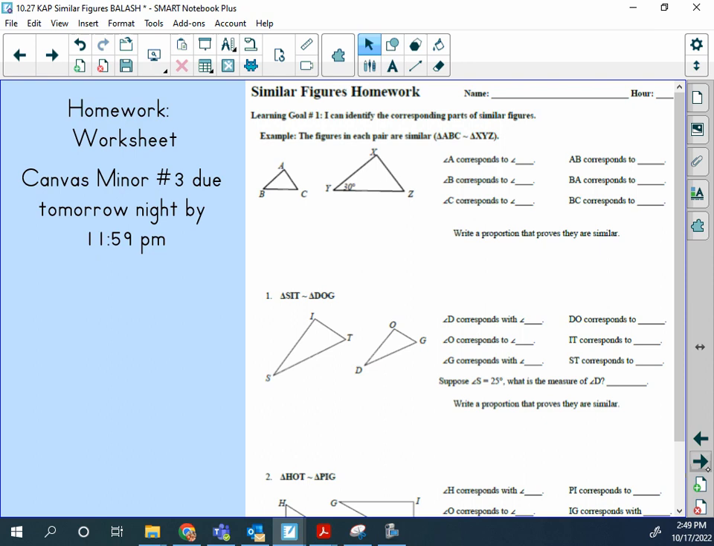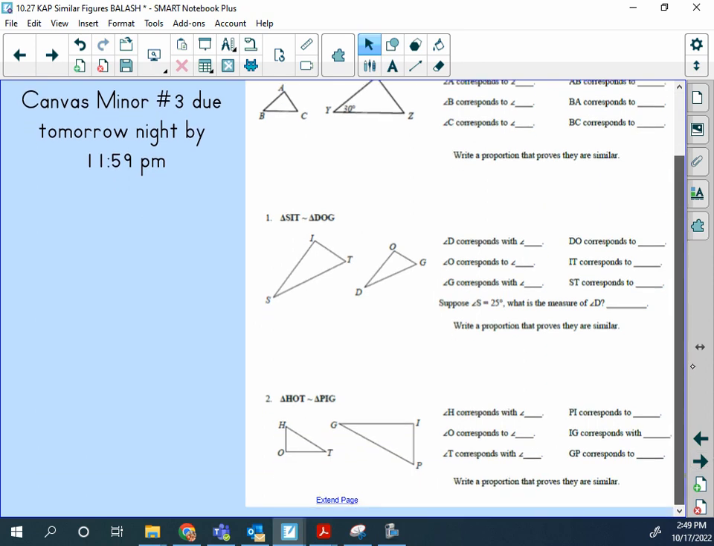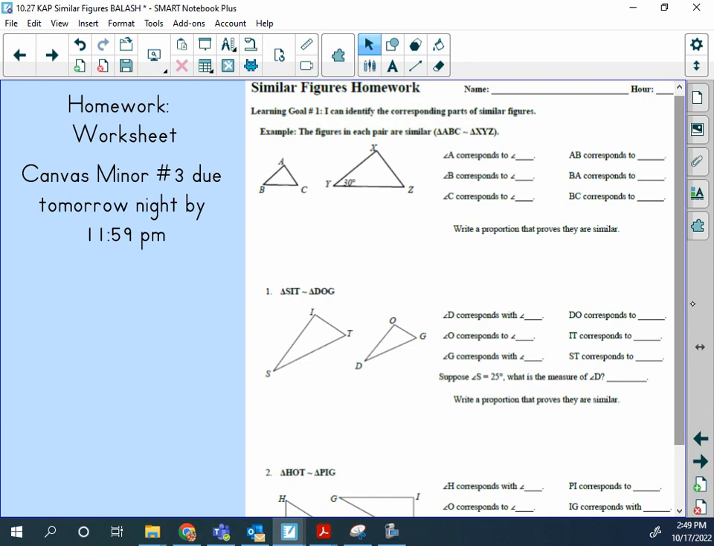And then finally, here's your homework. This shouldn't take you very long at all. And a reminder that your Canvas minor is due tomorrow night by 11:59 p.m. That is a minor grade that is due tomorrow night.